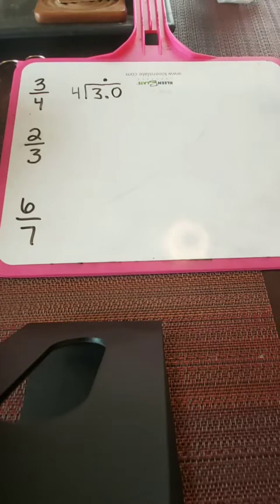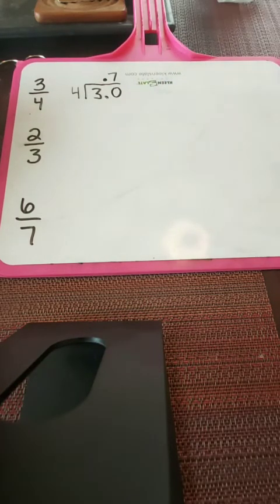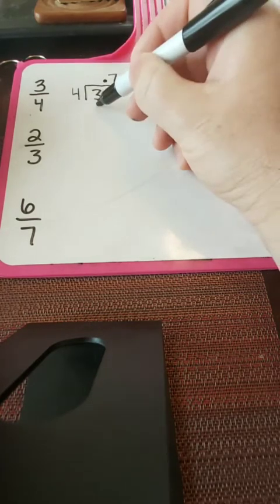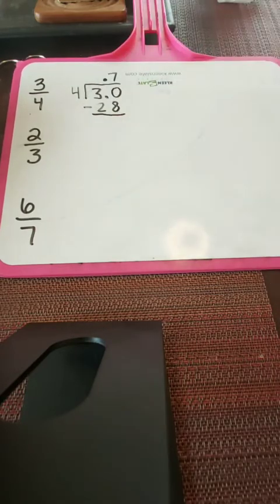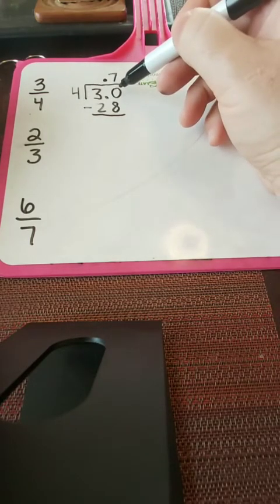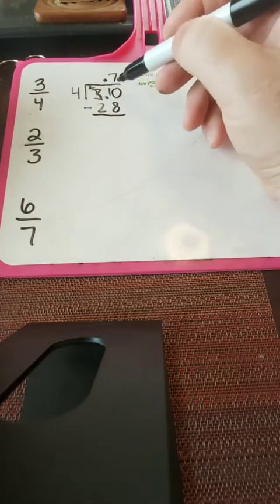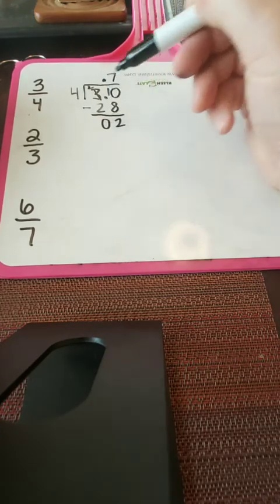If we've been practicing our multiplication problems, we know that 4 can go into 30 7 times without going over, because 4 times 7 is 28. So we're going to put our 7 here, and then 7 times 4 gives us 28. We do our subtraction problem. We can't take 8 from 0, so we're going to borrow from the 3 and turn that into a 10. So 10 minus 8 is 2, and 2 minus 2 is 0. That gives us 2.